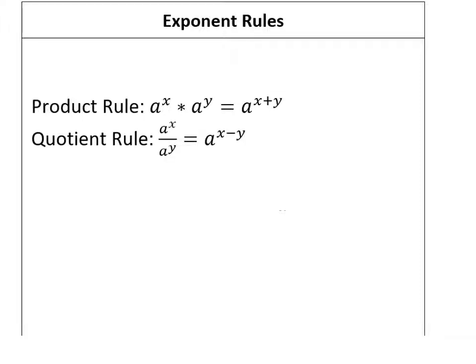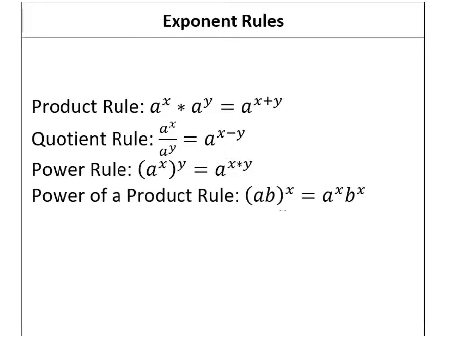Beginning with some exponent rules. If we're just multiplying and they have the same bases, we add the exponents. When we divide and we have the same bases, we subtract the exponents. When we have a power rule, we take the base of a power to a power, we multiply the exponents.